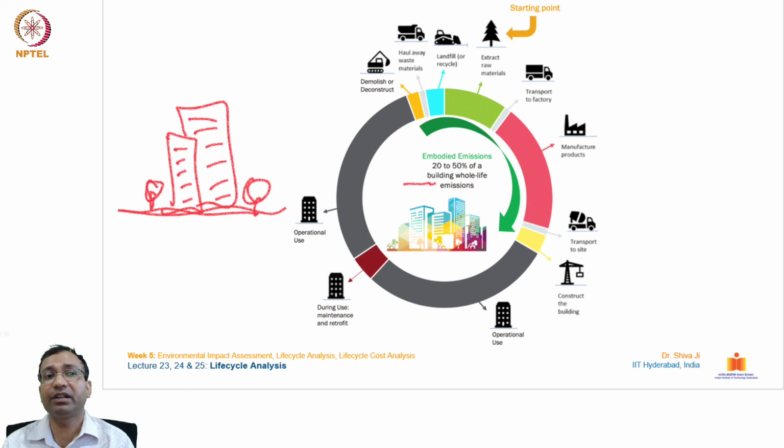During this period, you see that the embodied emissions range from 20 to 50% of a building's whole life emissions. So this arrow mark, you can understand over there. That is the kind of impact a normal building exerts.